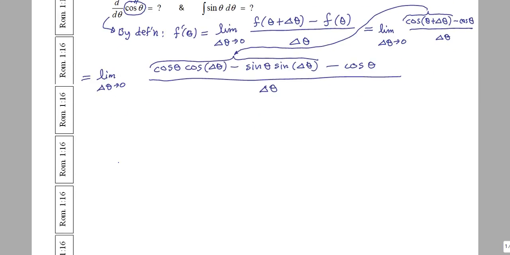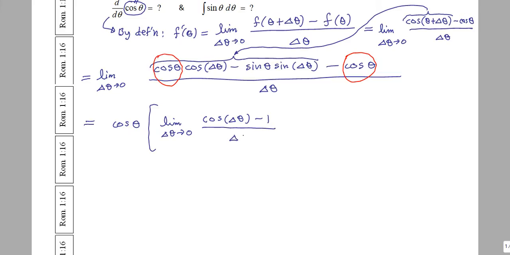And like we did in the last video, we are going to spot a couple of things that are not varying in the limit, namely the cos of thetas, which are these two. So let's work on those first. Let's pull those out. So I'm going to write this as cos of theta times the limit as delta theta tends to zero of what is varying on the cos. If I pull out the red circled cos of theta terms, I'm going to get cos of delta theta minus 1 over delta theta.